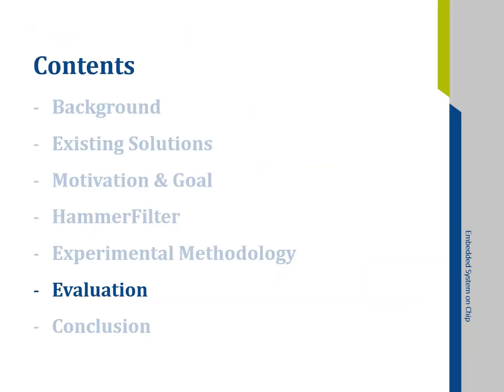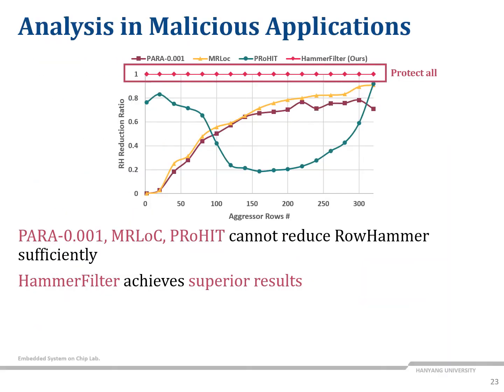I will move on to our evaluation results. This is the result of the RowHammer reduction ratio in malicious applications. The X-axis is the number of aggressor rows, and the Y-axis is the RowHammer reduction ratio. The results in the figure are average numbers obtained from 5 patterns. The figure shows that previous probabilistic methods cannot prevent RowHammer from malicious attacks. On the other hand, HAMMERFILTER achieves superior results.